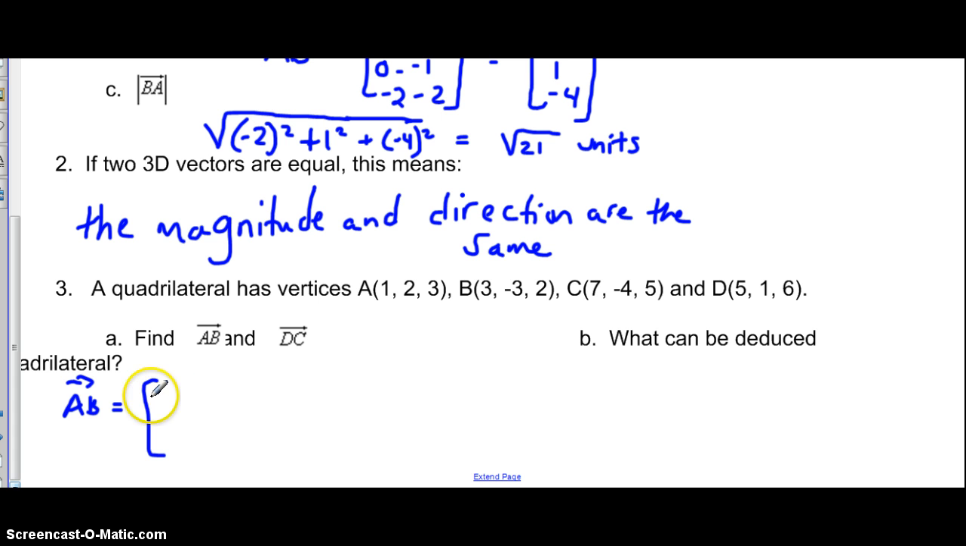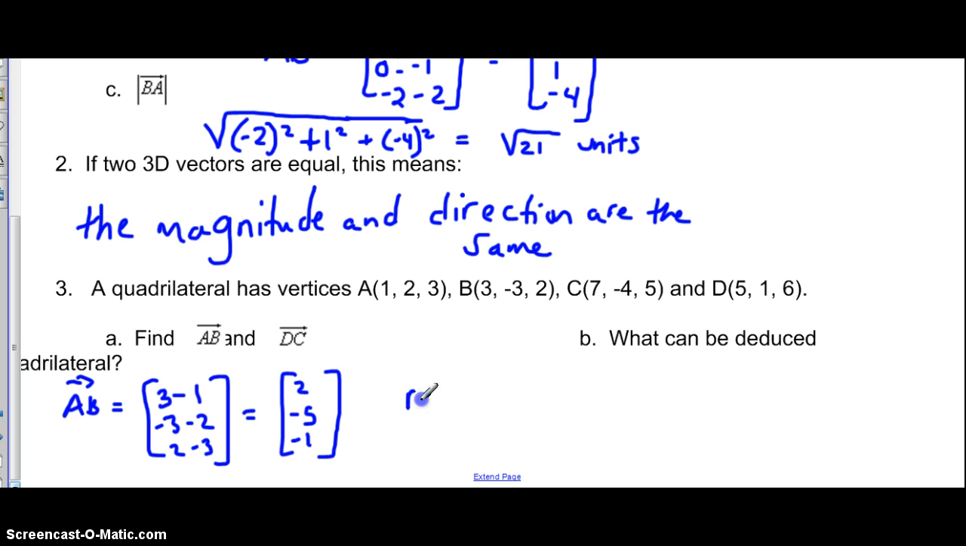Okay, so AB, remember we're subtracting. We have B values minus the A. So 3 minus 1, and then negative 3 minus 2, and then 2 minus 3. So vector AB would have coordinates of 2, negative 5, and negative 1 for x, y, and z.